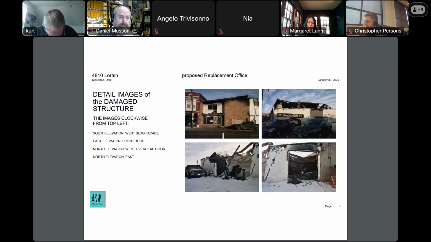This slide shows 4 images of the detail of the damage. Again, clockwise from top left, the south elevation, west building facade. The east elevation, the detail in the front where the roof is. The north elevation overhead door, and then the north elevation to the east. Next slide, please.